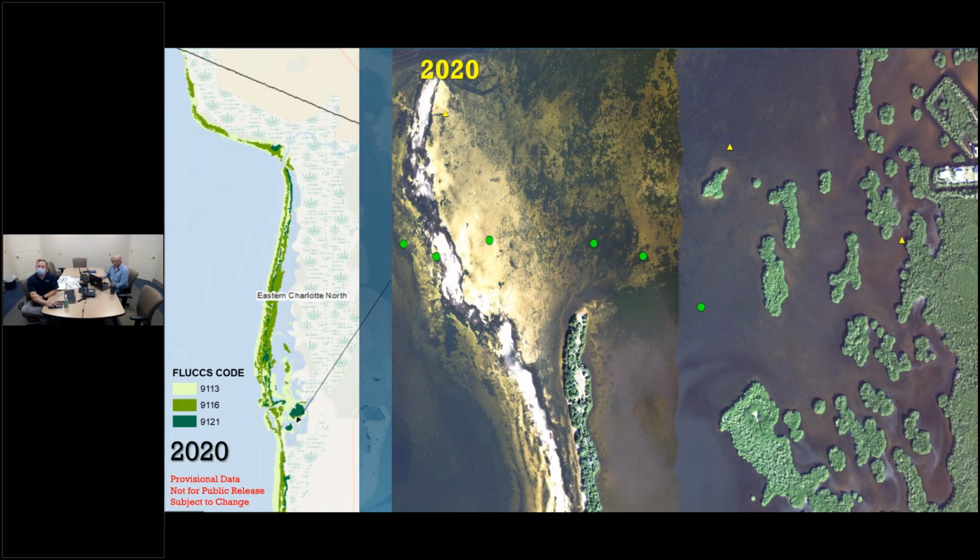But that is an important point to note, that these images were taken at different times, and that's also taken into consideration, that what was there in November may be slightly different than what was there in January.